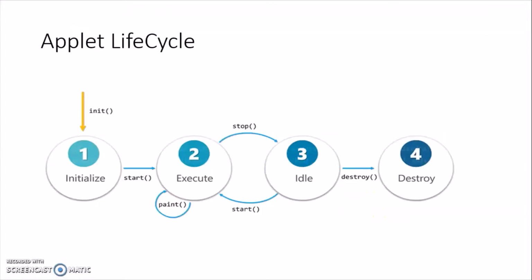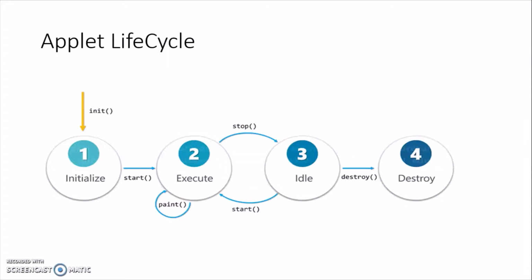Okay? So let's see what are the different lifecycle methods for an applet. There are 4 lifecycle methods: init, start, stop, and destroy. As you all see, whenever you load a web page, the init method is initially invoked. In the init method, you just do the initialization part. If you have any variables to be declared and assign some values, you do that initialization there.